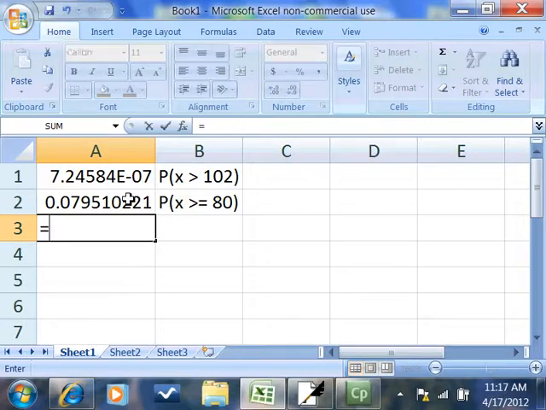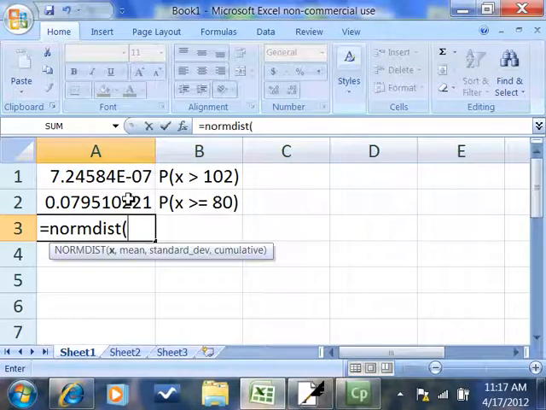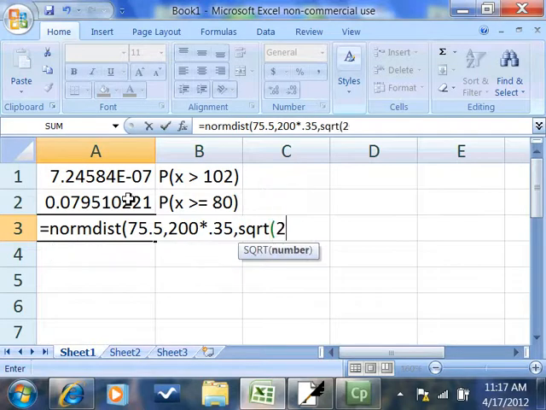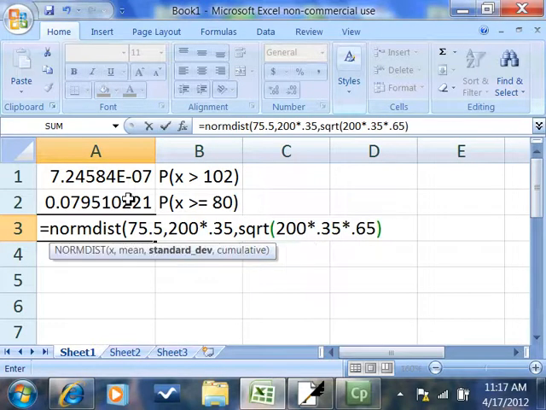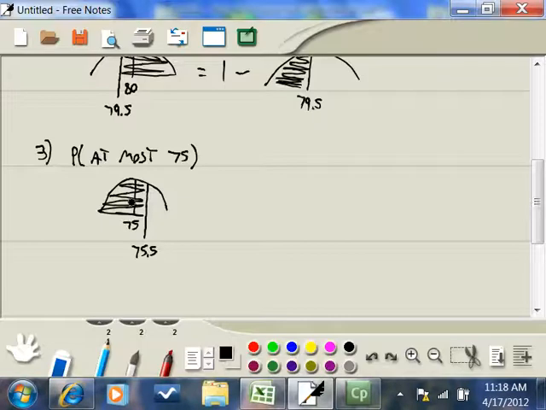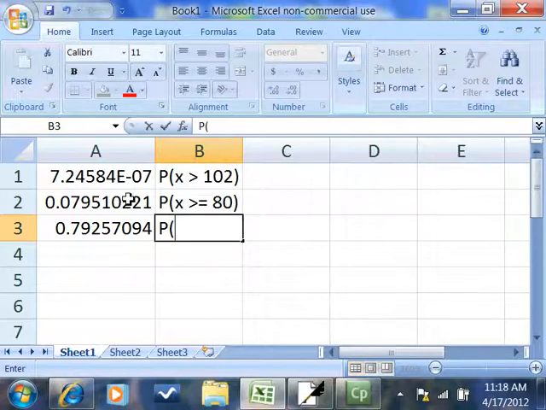So let me come over here, equals norm dist 75.5. Excuse me, n times p, 200 times 0.35, comma, square root of 200 times 0.35 times 0.65, closing parentheses on square root, comma, 1 for cumulative. And that gives us our answer there. And this one was at most 75. So probability x is less than or equal to 75.